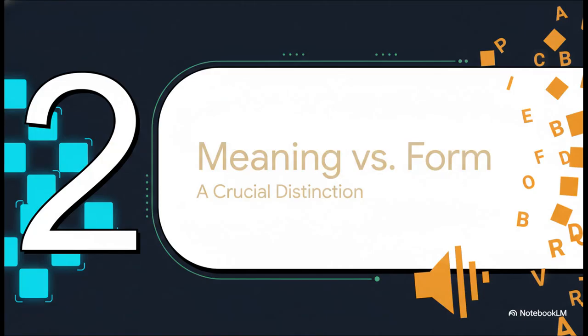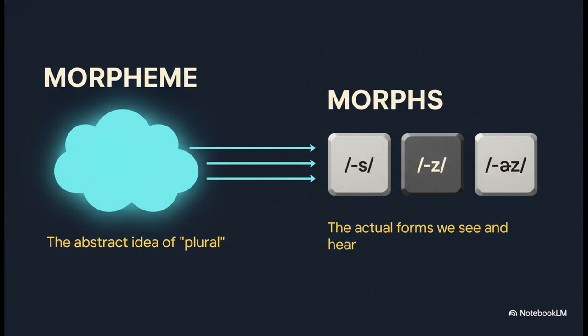To solve this puzzle, we need to pull out a really crucial tool from the linguistics toolkit. We have to learn how to separate the abstract idea of plural from the actual sounds or letters we use to show it. This brings us to a super important distinction. On one side, you have the morpheme. Now, that's the abstract unit of meaning itself, like the pure concept of more than one. And on the other side, you have the morphs. Those are the actual physical forms that meaning takes. They're the sounds you actually hear and the letters you actually see.